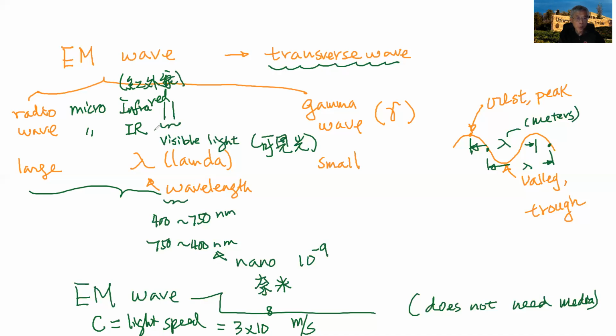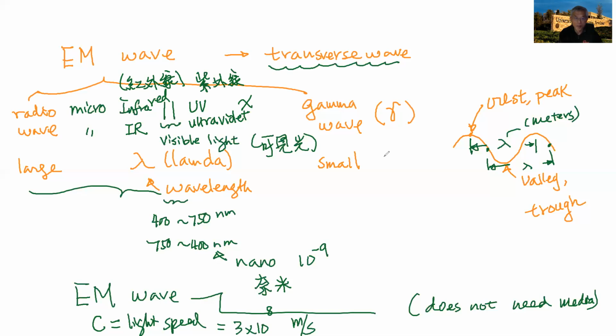Okay, infrared wave. And then you have visible, and then you have UV, also called ultraviolet, right? Ultraviolet. Okay, and this in Chinese is called 紫外线. Okay, and after that you have X-ray, and then you have gamma wave.